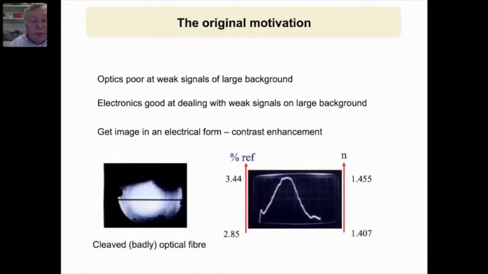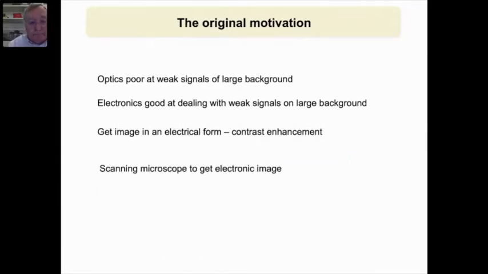And here's a fairly early instance where we are just looking at the reflected light on the left-hand side from a rather badly cleaved optical fiber. And on the right-hand side, we are showing that there's a change of about 0.5% in reflectivity, which we can map into changes in refractive index. And so we could start off fairly early getting some meaningful numbers out of the instrument.